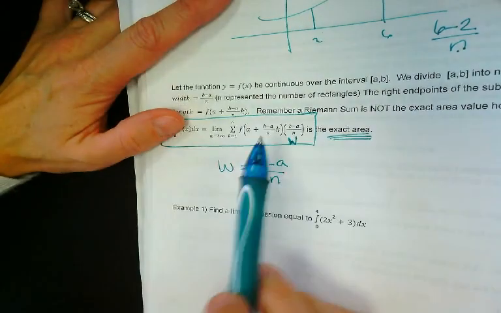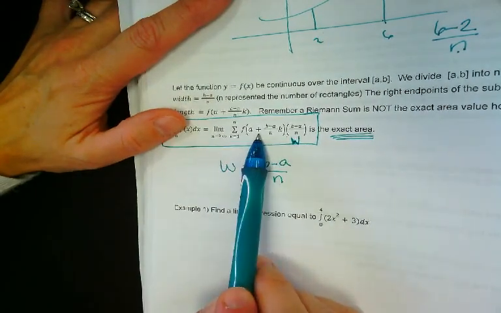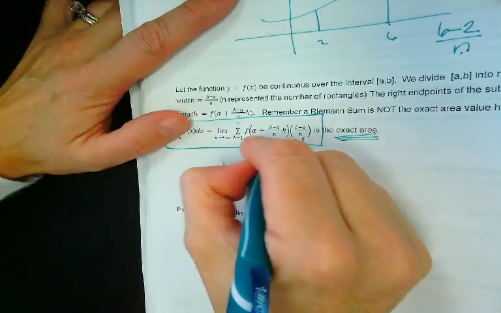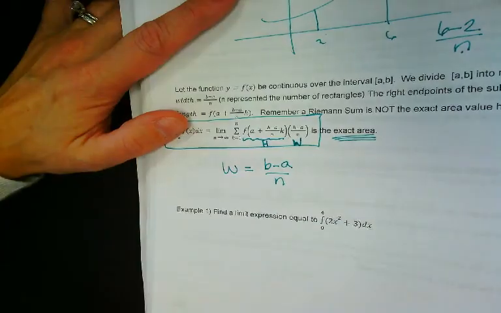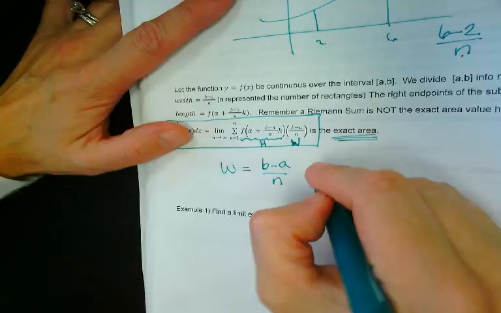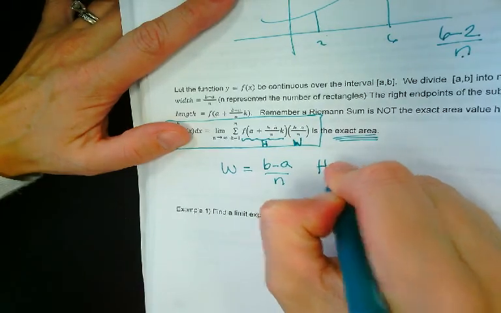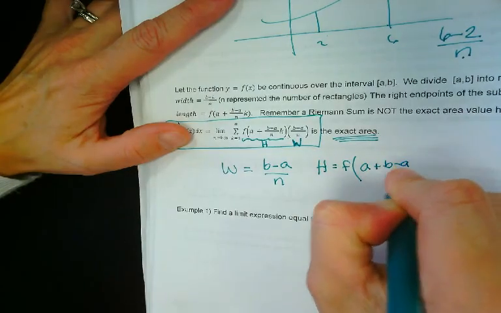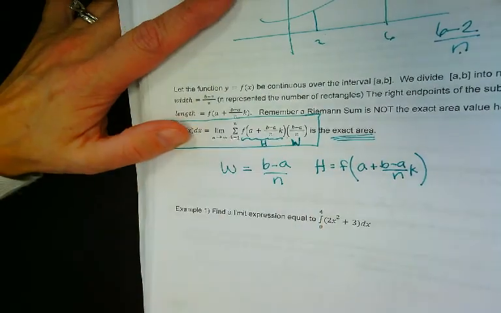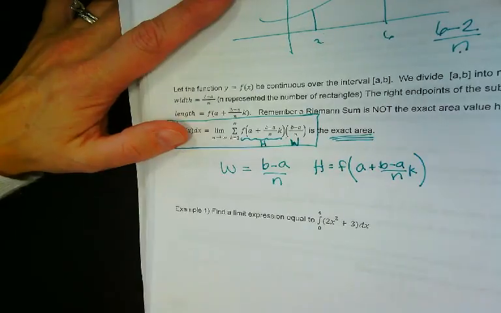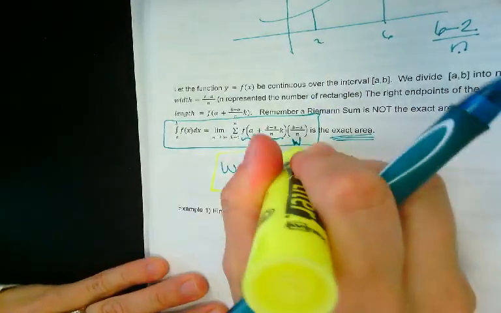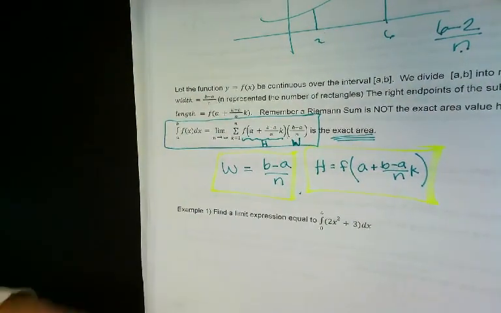Now you'll notice this says f of. When we say f of something, what is that finding? The y value. So this is getting the height because it's finding the y value. So my height, and you just have to memorize this, is f of a plus b minus a over n times k. We will put this on a card eventually.